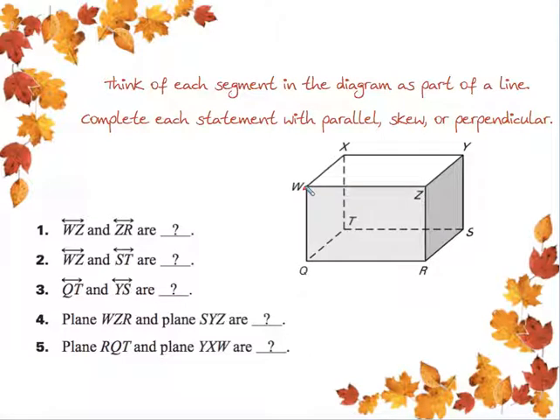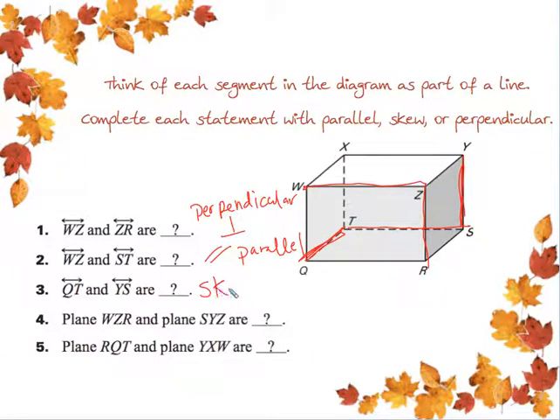All right, so WZ and ZR. Those are perpendicular. I'm going to write perpendicular, but the symbol for perpendicular looks like this. It makes an upside down T. WZ and ST are parallel. I'll write out parallel this time. QT, that's this one right here, and YS, that's this one right here. Those do not intersect, but they're going different directions, so those are skew, and remember there's no quick way to write skew.